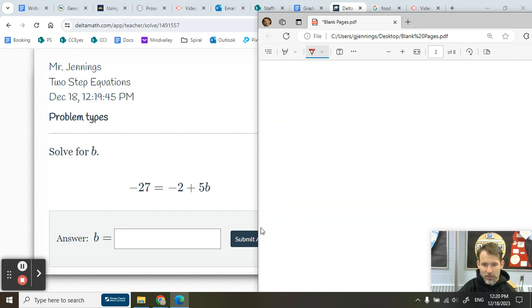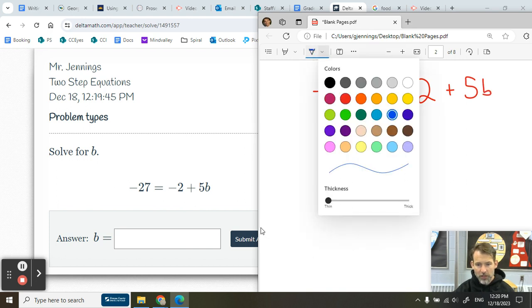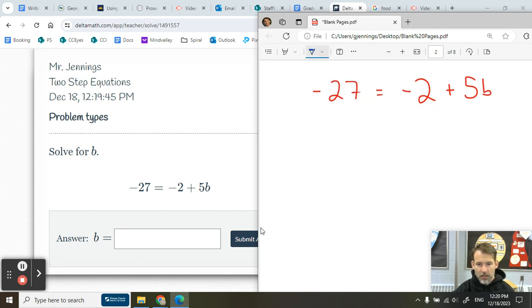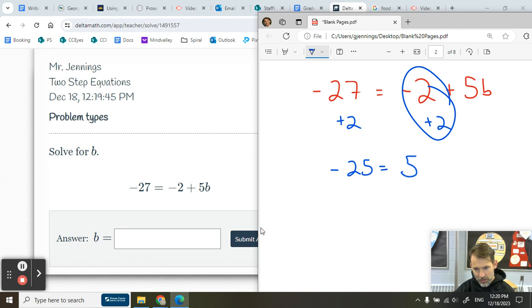So let's go up here. We got some blank pages. Negative 27 is equal to negative 2 plus 5b. Get out an inverse operations pen. Add 2 to both sides. And then you're getting negative 27 plus 2 is negative 25 is equal to, that's all 0, it's gone. So we just have 5b over there. Now we get out your inverse operation pen, okay? Divide both sides by 5, and you get negative 5 is equal to b.